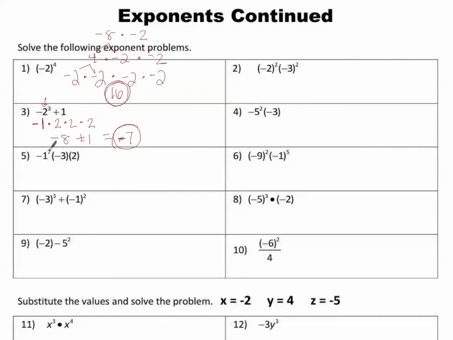Number 5. You want to evaluate your exponent first prior to multiplying left to right. Negative 1 to the 7th power. There's no parentheses, so you want to place a negative 1 out front. Now raise 1 to the power of 7. 1 times 1 times 1 times 1, 7 times. 1, 2, 3, 4, 5, 6, 7. 1 times 1 is going to be 1. So this answer is going to be negative 1 times negative 3 times 2. Work left to right. Negative 1 times negative 3 is a positive 3 times 2, which is 6. Circle your final answer.